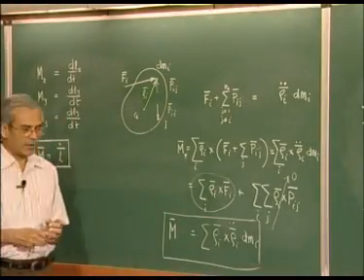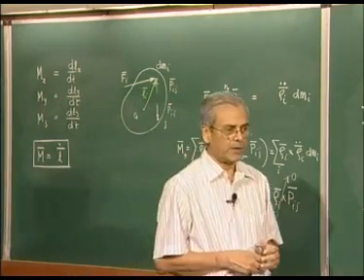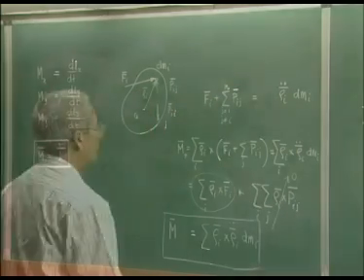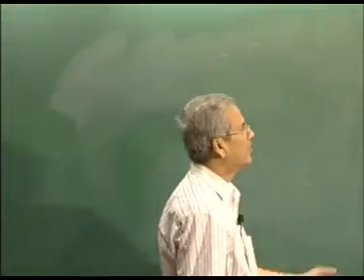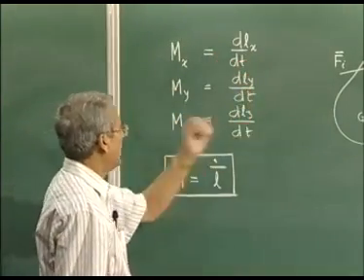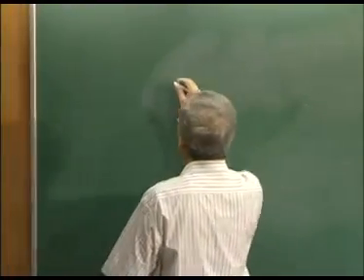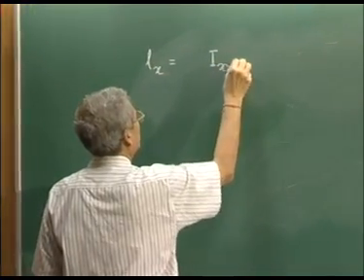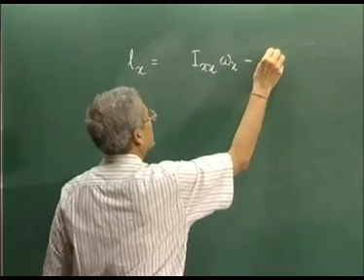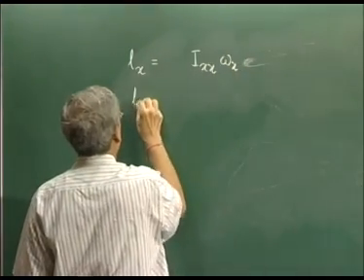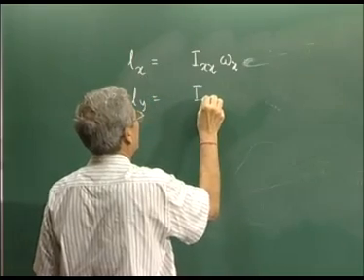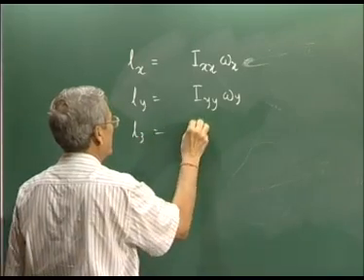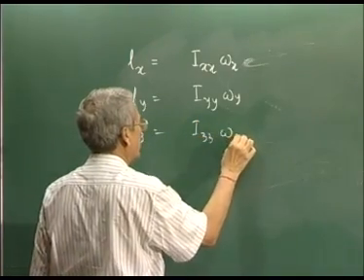So, what we do here is represent the angular momentum in terms of the angular velocity components and the inertial property of the rigid body. Lx, Ly, Lz we have already seen. Lx is equal to Ixx omega x minus, this one; Ly is equal to Iyy omega y; Lz is equal to Izz omega z.